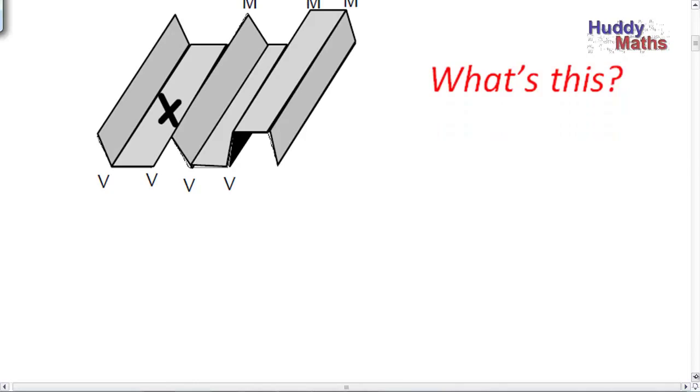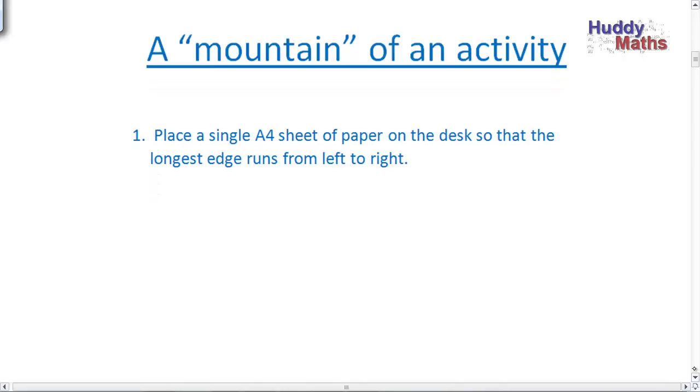So what I want you to do, here's the activity. I called it a mountain of an activity. You'll see why in a minute. So I want you to place a single A4 sheet of paper on the desk so the longest edge runs from left to right.